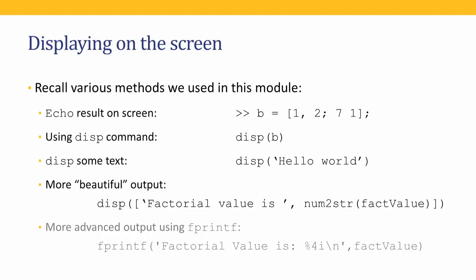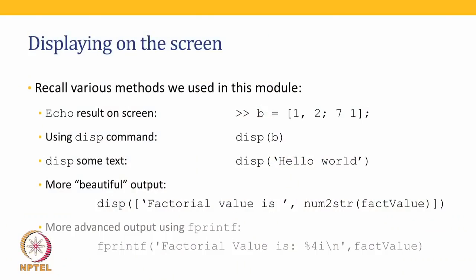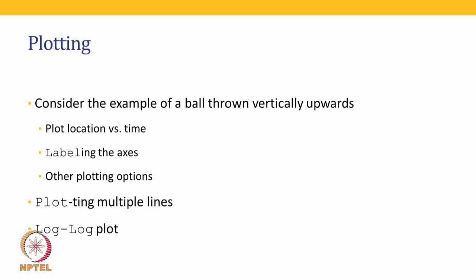Okay. Sometimes we want to output more complex things on the screen, and for that we want to use a function called fprintf. The syntax for fprintf is similar to what we follow in C. Okay. However, in this particular lecture series we are not going to cover fprintf. For all our purposes in this lecture series, the disp function is going to be sufficient. However, for the sake of completeness, I have given the more advanced output using fprintf as well. Okay. So, that covers the outputting on the screen part.